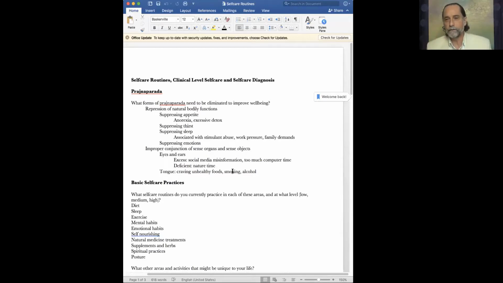But the deficient side, where we're not connected enough, is that we don't get enough natural light a lot of times. We don't spend enough time in nature. Where we see this really applicable in a lot of cases is the tongue, okay? Excess conjunction with sugar, with alcohol, with smoking, with these kind of things. So this is where we start. We just ask a basic question. Are there things that we can remove to improve the likelihood of making a recovery?